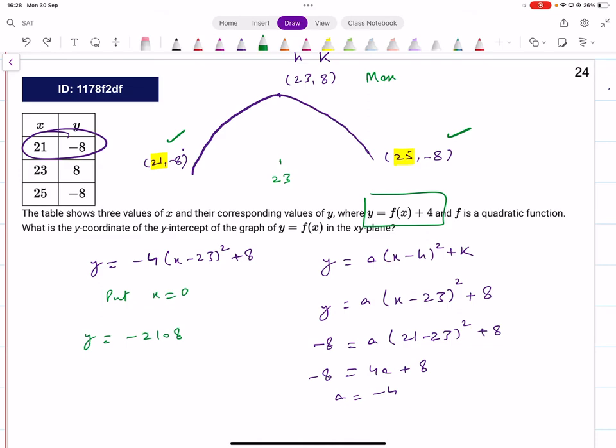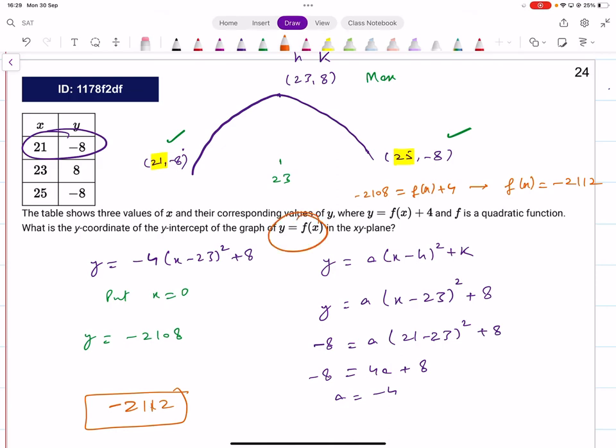This function is f of x plus 4. What about the y-intercept of this function now? What should that be? If this is minus 2108 and f of x plus 4 equals that, what is f of x going to be? Minus 2112, and that is your final result. This is the y-intercept of this function. Is that okay? Let me know if you have any questions.